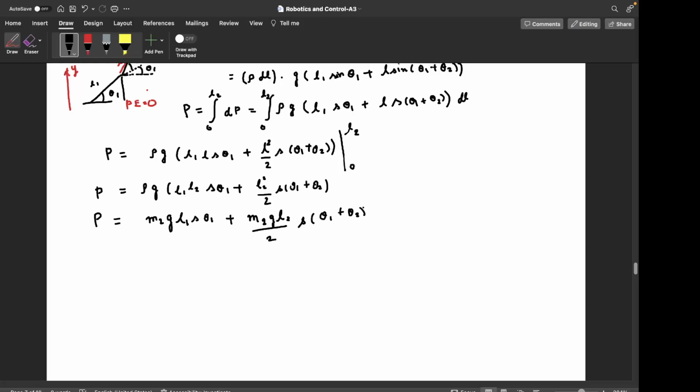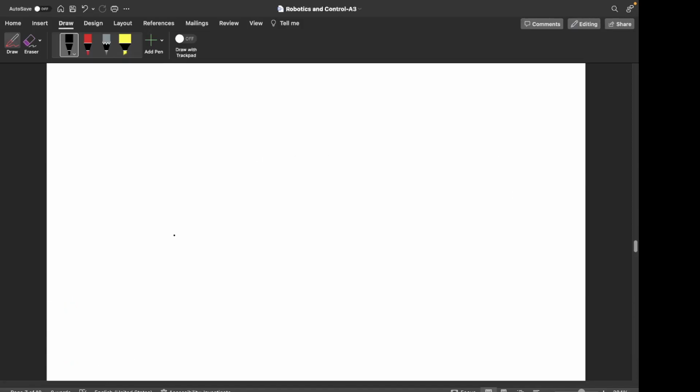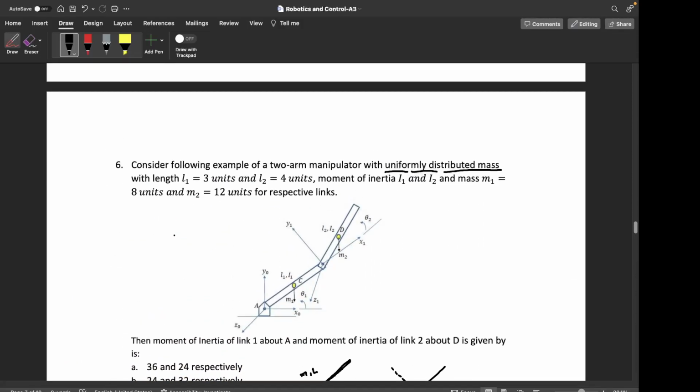So potential energy of link 2, right? Now we can just put in the values. So we have done the hard part, we have to just compute the numerical value now. So let's do that. I'll quickly see the values. M2 was 12 and L1 is 3, L2 is 4.